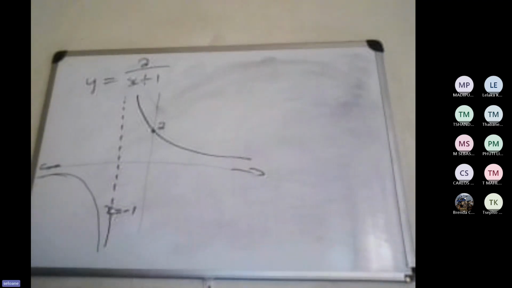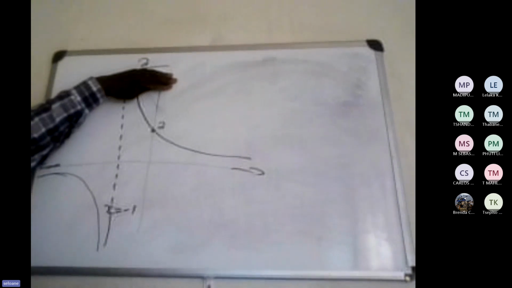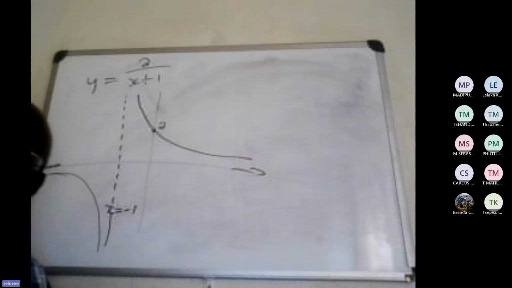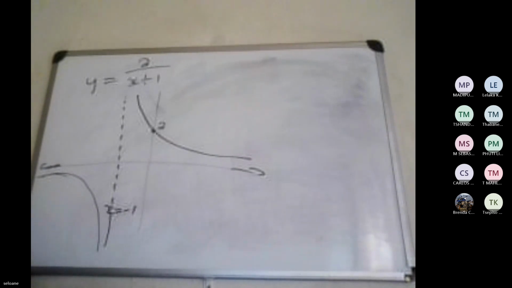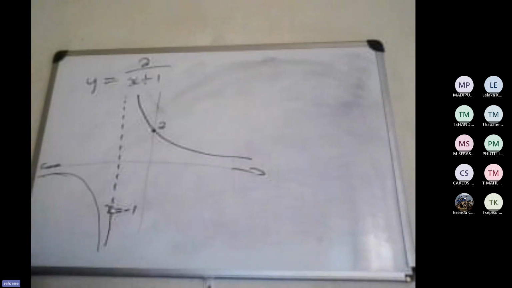Does it have the x-intercept? No, because to find the x-intercept, you replace y by 0. If you replace y by 0, can we solve for x? No. x will disappear because it will be 0 multiplied by this. Therefore, it will be 2 equal to 0. Can 2 be 0? No way. 2 will never be equal to 0. Meaning, you will never have the x-intercept.